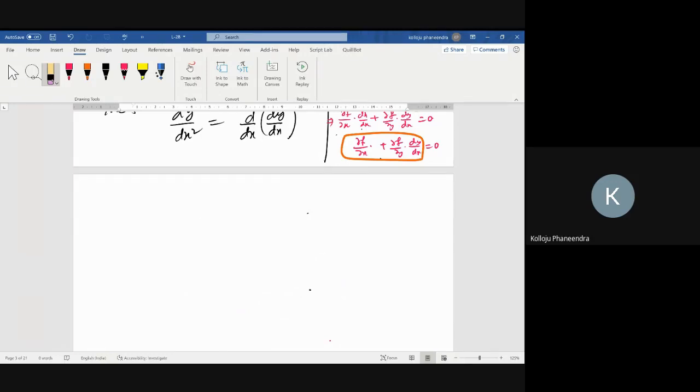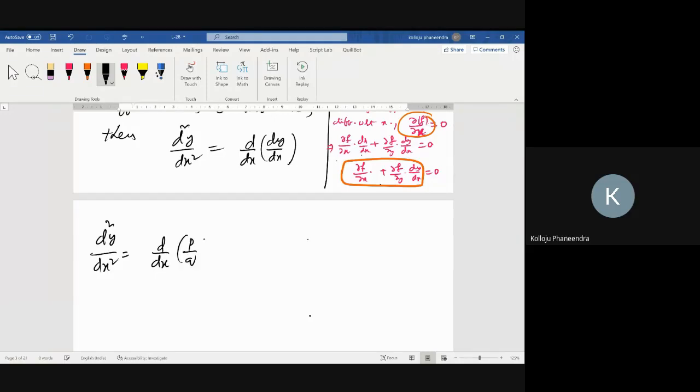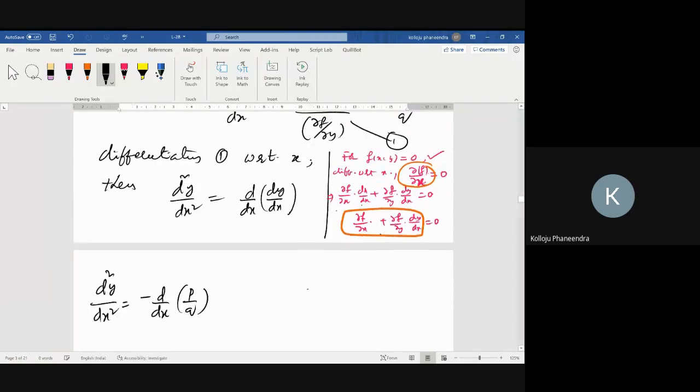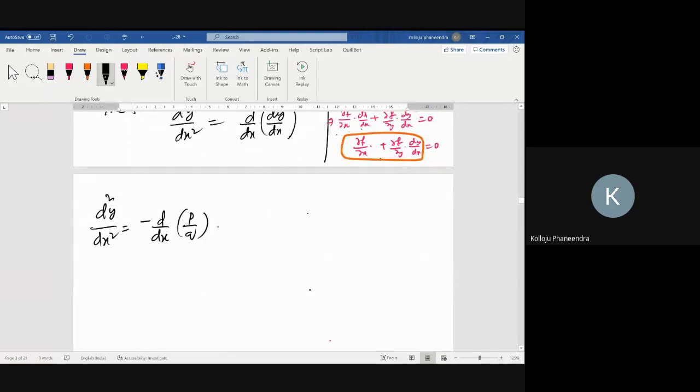Now, d square y by dx square is equal to, by writing dou f, this is a problem. So if I express in terms of p and q, this is d by dx of minus p by q. Only the complicated exam. Let me try.